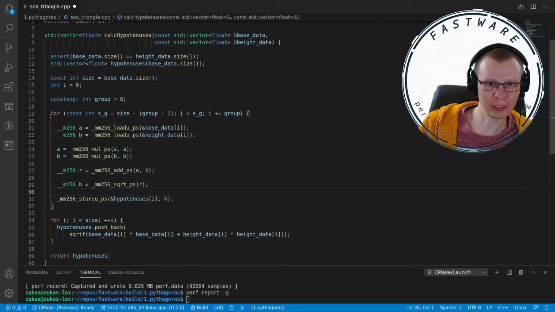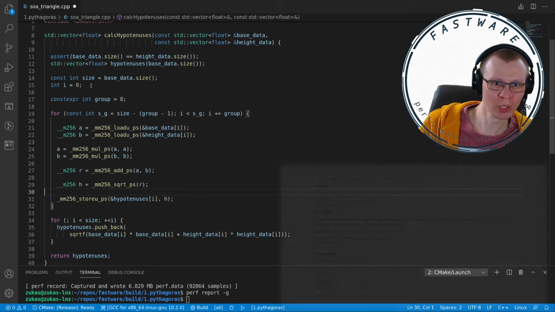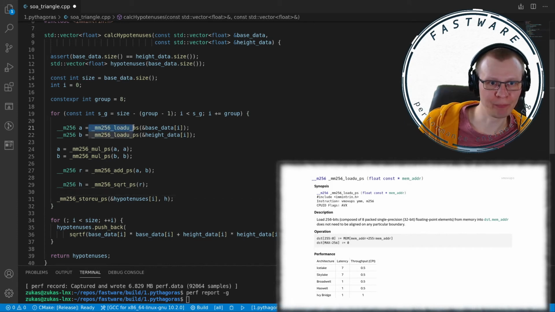So here is our main loop. We do our base preconditions. We're going to be iterating over 8 hypotenuse calculations at the same time. And here we load unaligned, so it says 256-bit register, load unaligned packed single precision data, and we load the bases. Next is again load unaligned packed single precision of all the heights into our A and B.